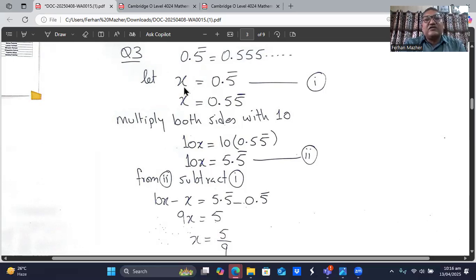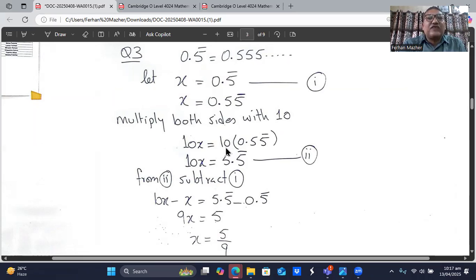So I will suppose let x is equal to 0.5 bar, and on the 5 we have this bar. So I will take one 5, and then on the next 5 I will put the bar. So this is the trick how we do it. So now you have x equals 0.5 and 5 bar. I will multiply it with 10, or 100, or 1000. But with which number, how do I decide? You see here, this 5 bar in the original is on the first decimal place. So I will multiply this with 10, so that this 5 bar will also come on the first decimal place. So I multiply both sides with 10.